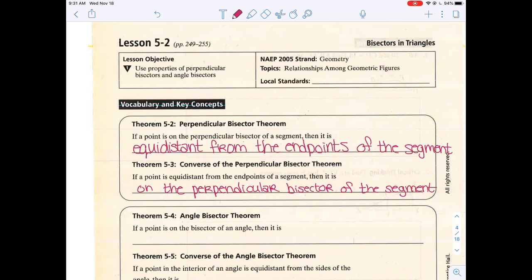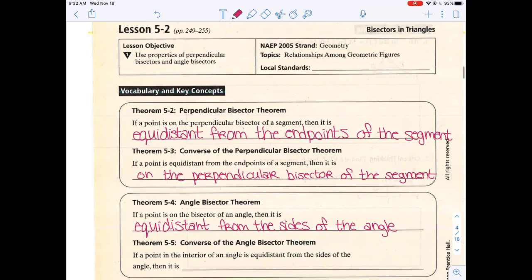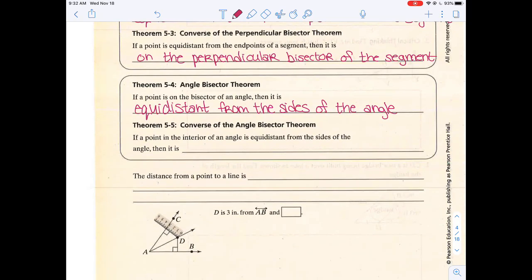Okay, theorem 5.4 is the angle bisector theorem. If a point is on the angle bisector, then it is equidistant from the sides of the angle. Theorem 5.5 is the converse of that statement. So 5.4 said if we know it's on the angle bisector, then we know it's equidistant from each side of the angle.